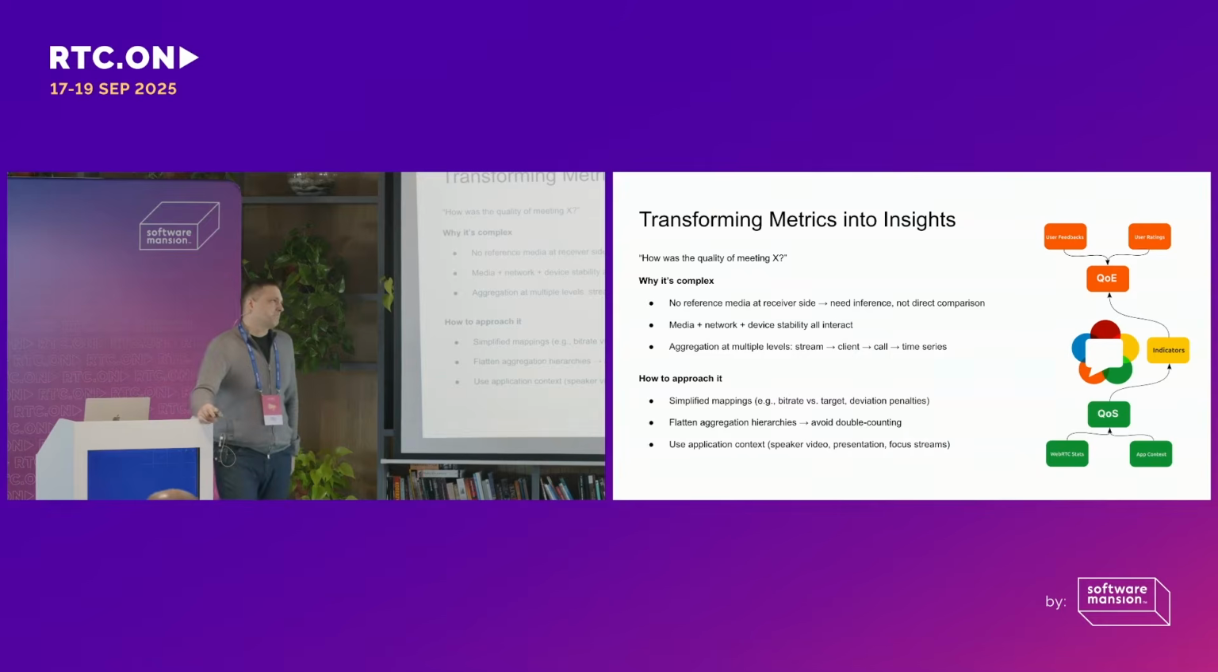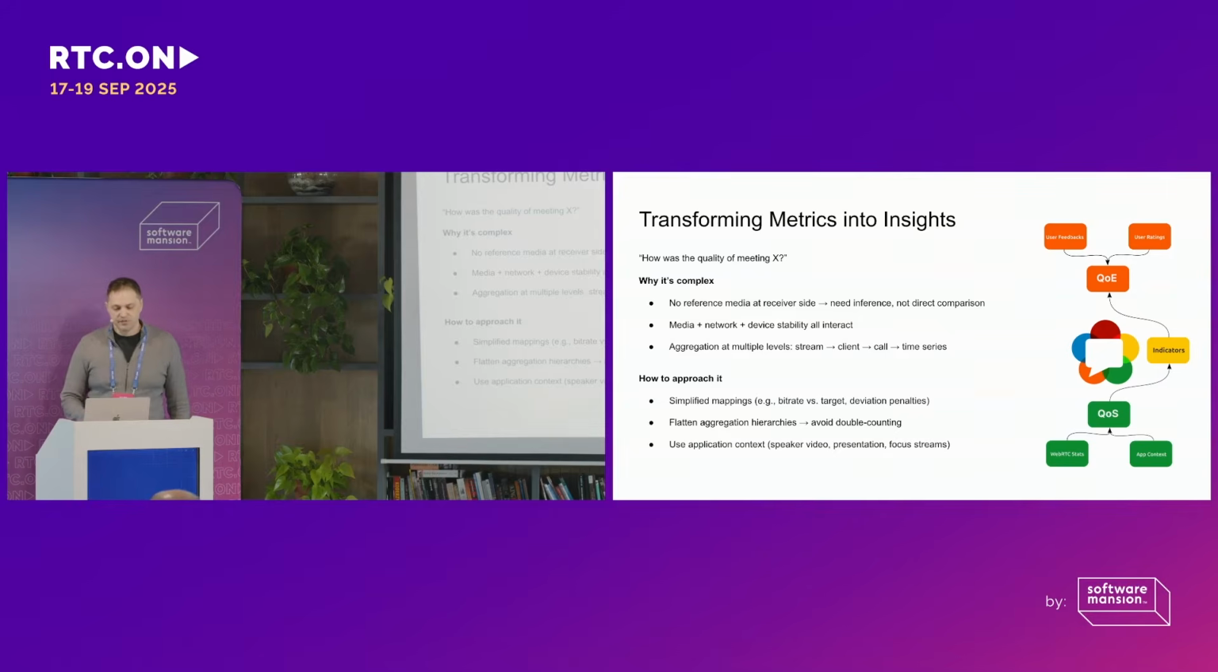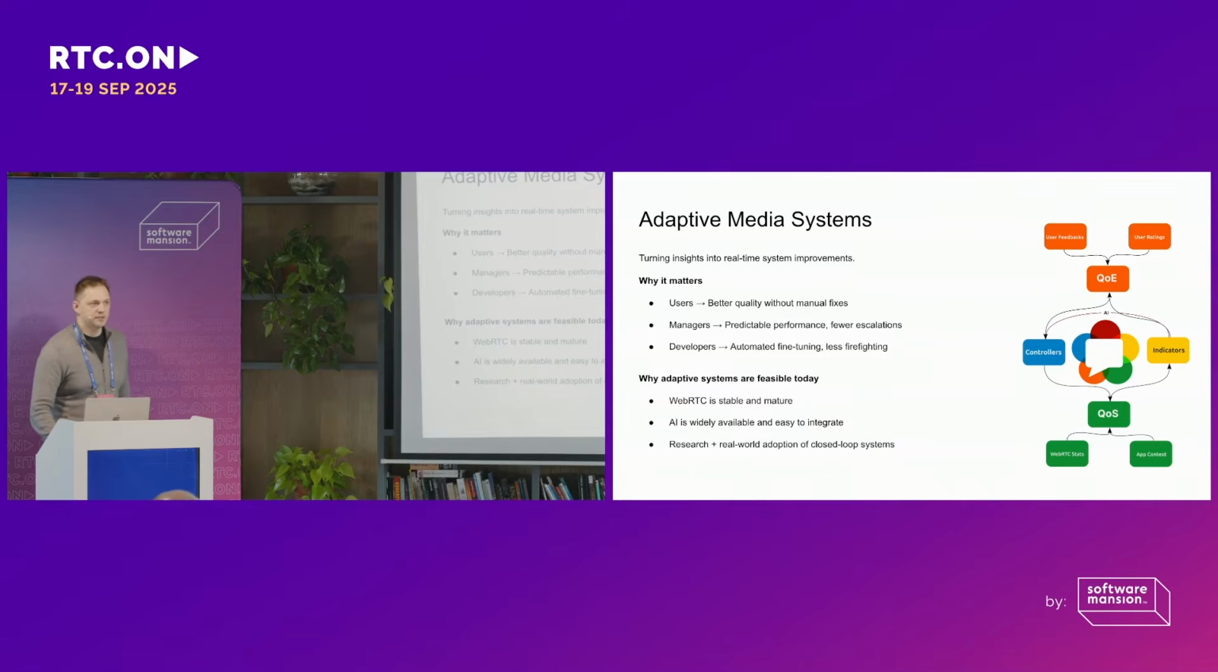So, to sum up, the question of how was the quality in meeting X turned out to be one of the most challenging. But it's also one of the most essential, because when you are able to calculate an approximation of quality of experience with some kind of score mechanism, you can have some meaningful insights. And why is it very useful? Because of adaptive media systems.